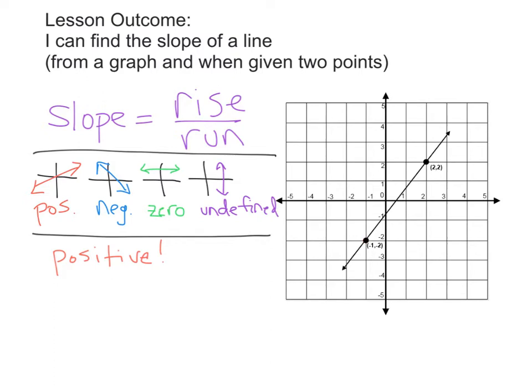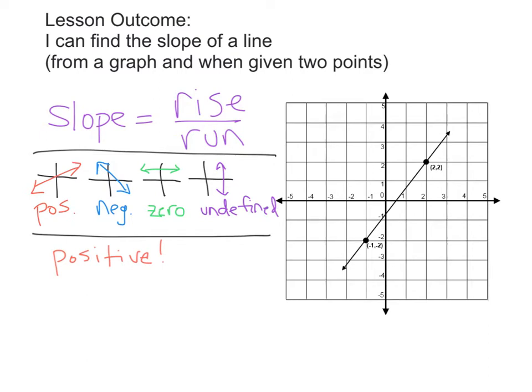But this and this are right where the grid lines cross. So we have -1, -2 for this point. And this one right here is at +2, +2. Remember, when we name points, we go on the x-axis first and then the y-axis. So if I move from this point to this point, the question is how much do I rise and then run to get from one point to the other?